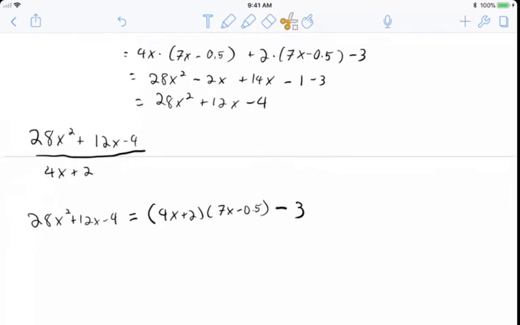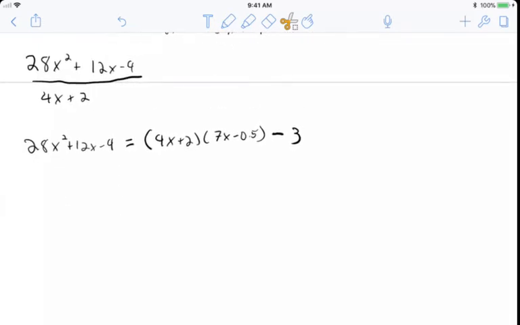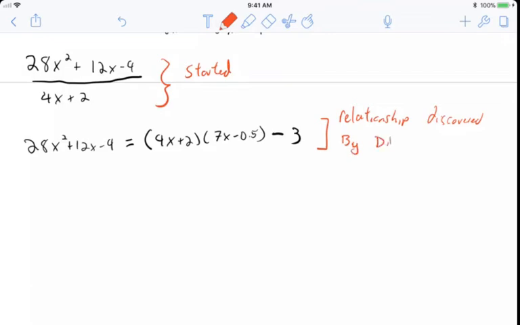So, this is the polynomial I started with. It's the rational I started with. And this here is the relationship I discovered by doing long division.